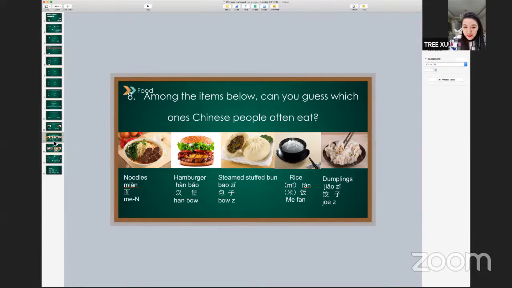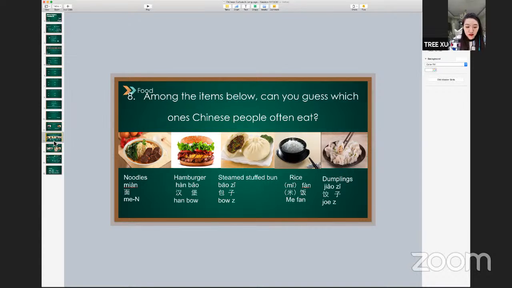Let's review this again and do it backwards. Dumplings, 饺子. 米饭, 米饭. Yeah, so focus on the pronunciation. 饭. 棒棒的. 包子, steamed stuffed bun, 包子.